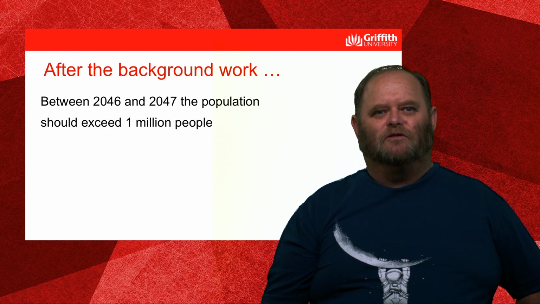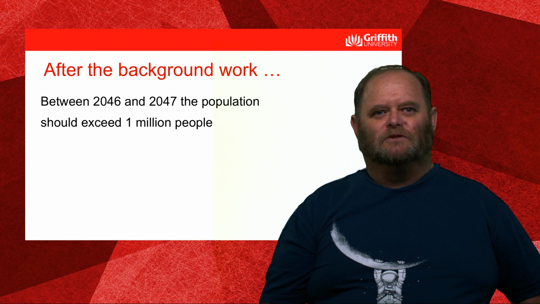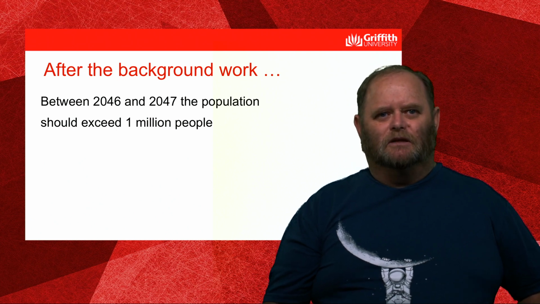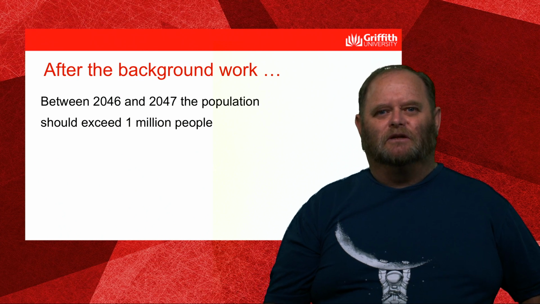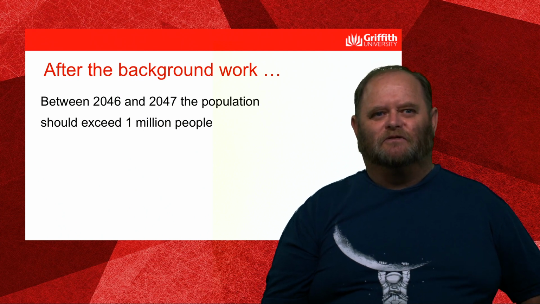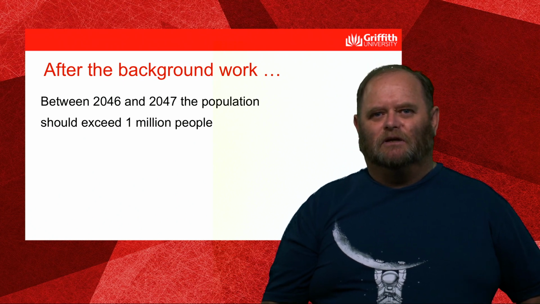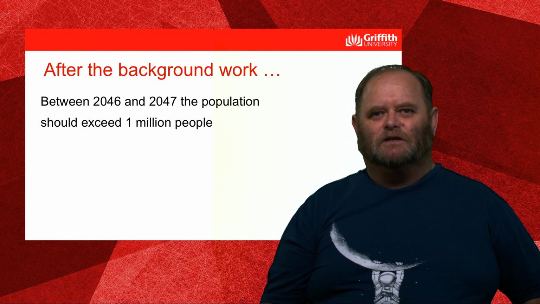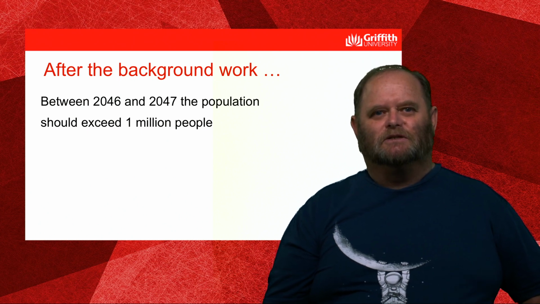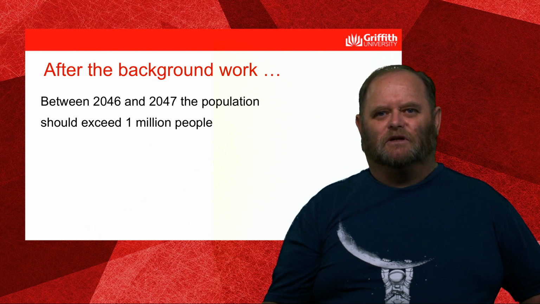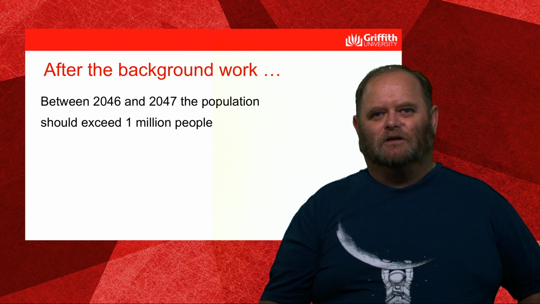After all of that background work in developing that rule, somewhere around the order of about 2050, the population should exceed 1 million people. Currently, it's 500,000 people. So does that mean in the next 20 to 30 years we're going to need a lot more infrastructure, and what impact does that have on things like the Gold Coast?